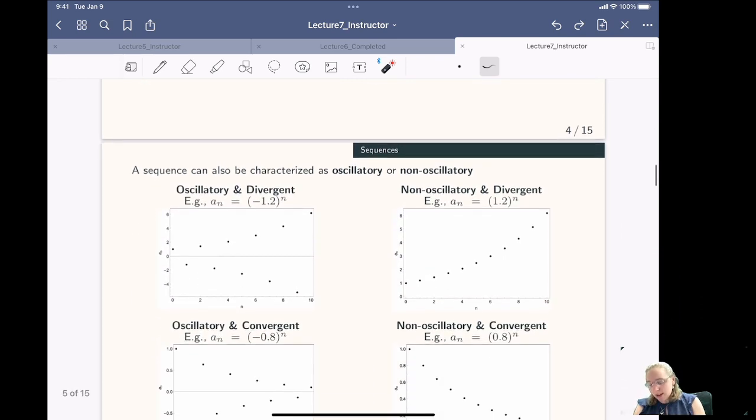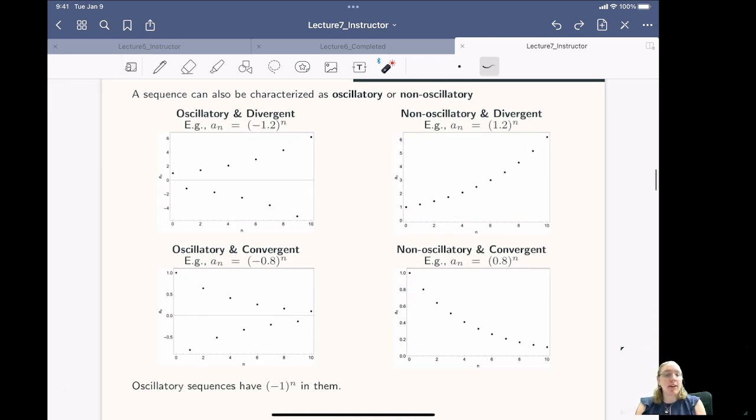All right. Similarly, we can characterize sequences as oscillatory or non-oscillatory. So we saw an example of both of these in our first little bit, where b_n was oscillatory. It oscillated back and forth, back and forth, back and forth. And we also saw a case where we had a non-oscillatory sequence where a_n smoothly approached something without bouncing back and forth.